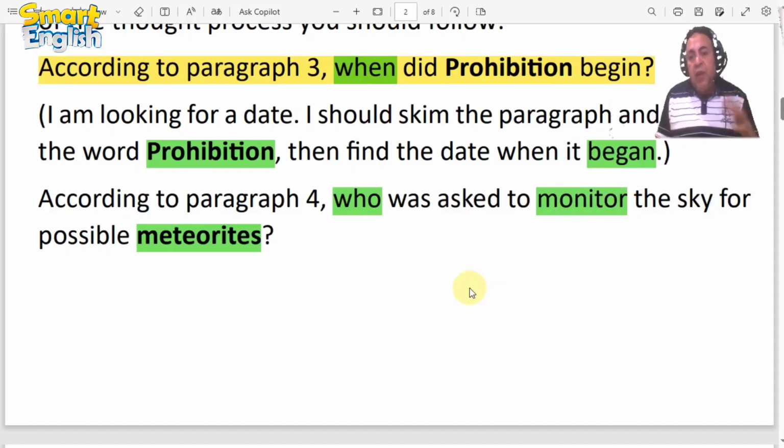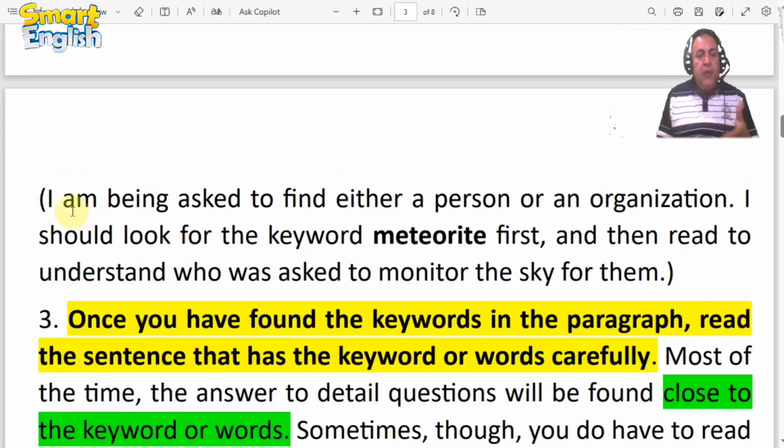And this is a very helpful strategy, by the way, okay? As you see here, I'm being asked, this is the summary of what I'm doing now. I'm being asked to find either a person or an organization, okay? Whatever it was, a person or an organization. I should look for the keyword meteorite first, and then read to understand who was asked to monitor the sky for them, okay? So this is the way that you can search for unique keywords to understand what the tester wants you to do.